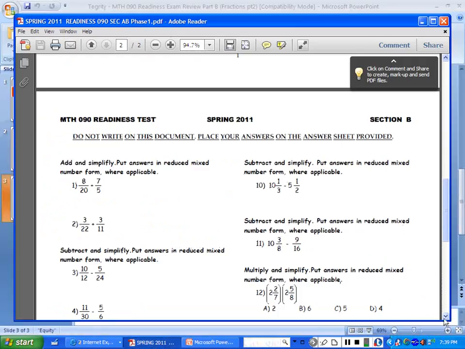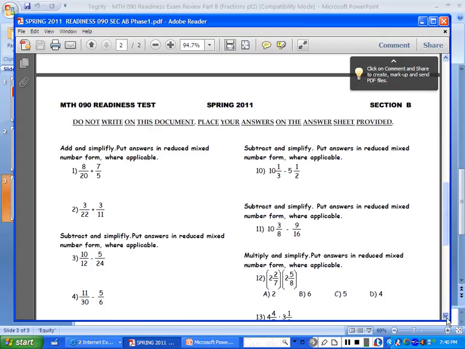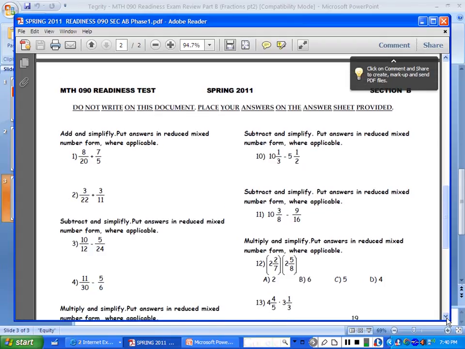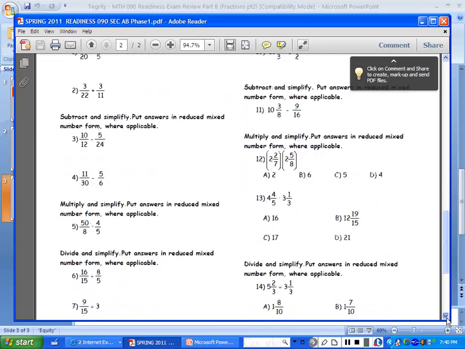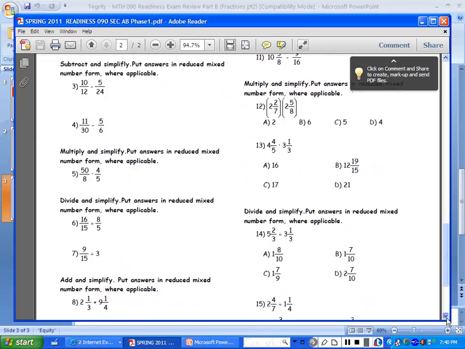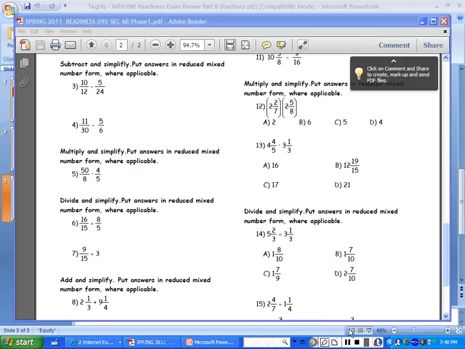So here is a sample readiness exam from spring 2011. And in this session I want to focus on multiplying and dividing fractions. So we're going to start with number 5. It's 50 over 8 times 4 over 5.